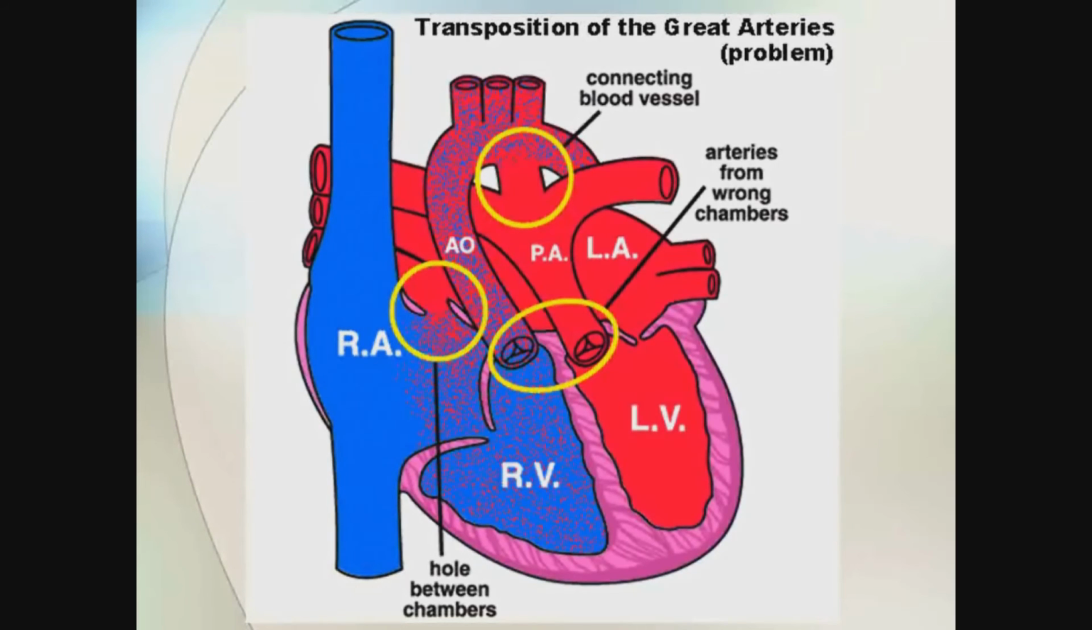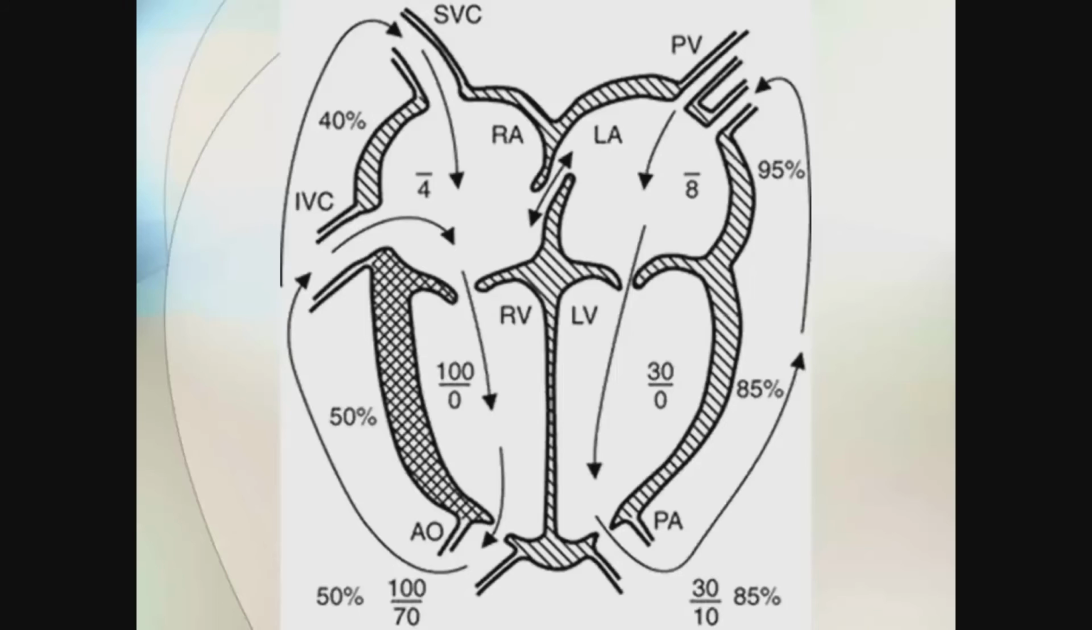Obviously, this is going to be a cyanotic defect. You've got blood coming from the right ventricle, going into the systemic circulation, and hopefully coming back through, with the aorta being fed with some of the blood from the pulmonary artery. Mess. Okay. So here, this is kind of a diagram.